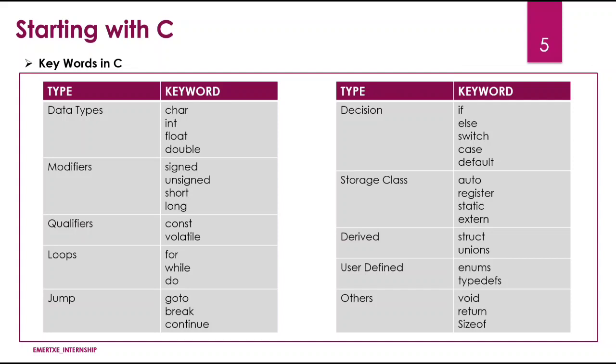So there are various types of keywords in C. The data types are character, integer, float, double. Modifiers are signed, unsigned, short, long. The loops are for, while, and do while loop. For decision we use if statement, else, switch, case, and default. Derived types are struct and unions. User defined are enums and typedefs. These are the main keywords in C.